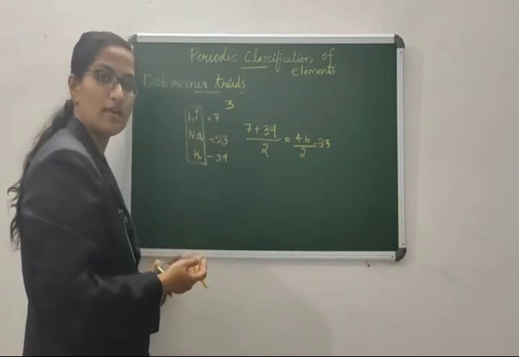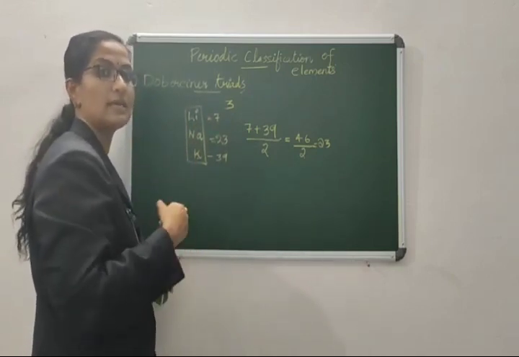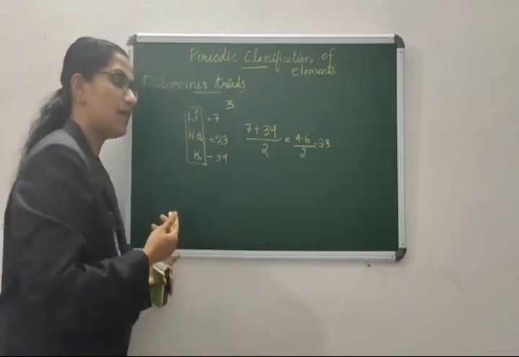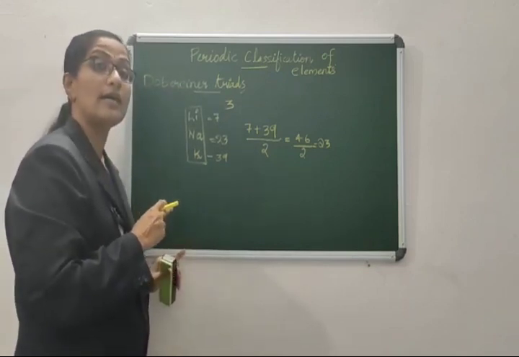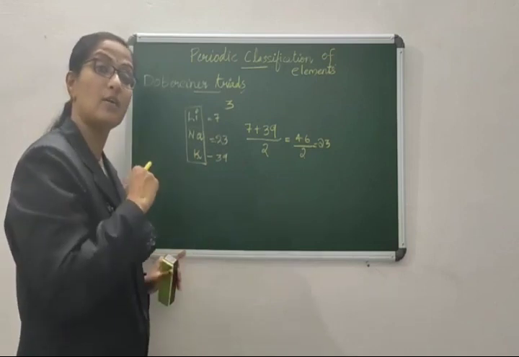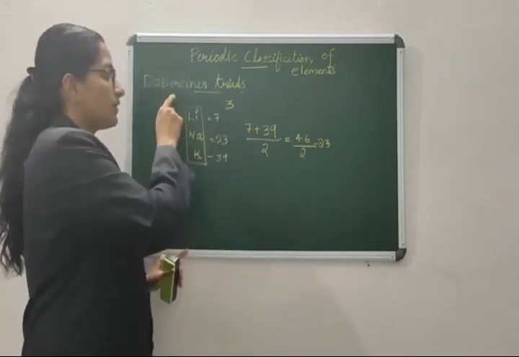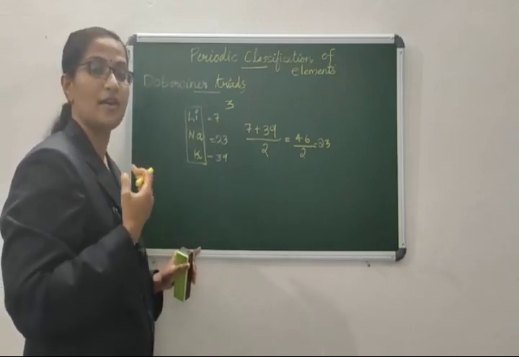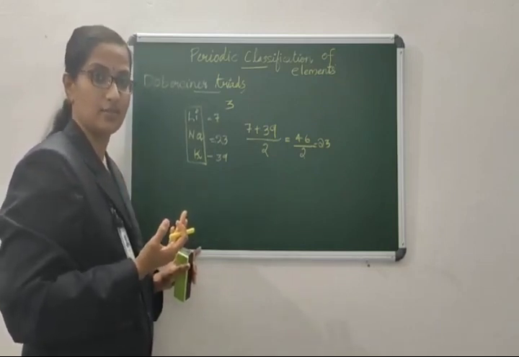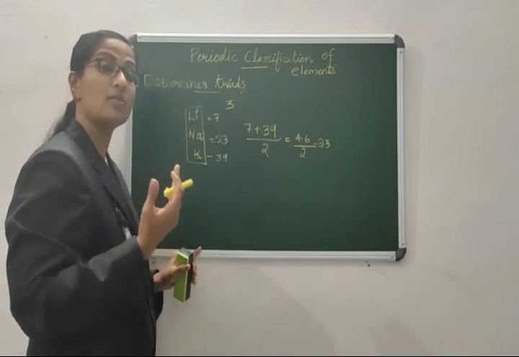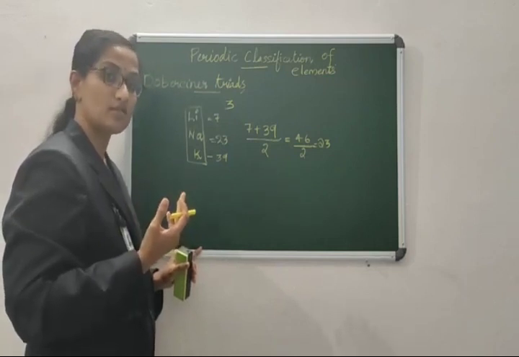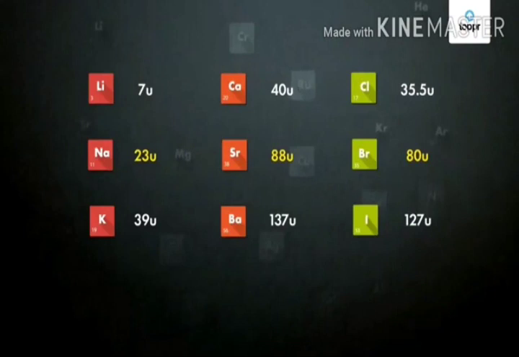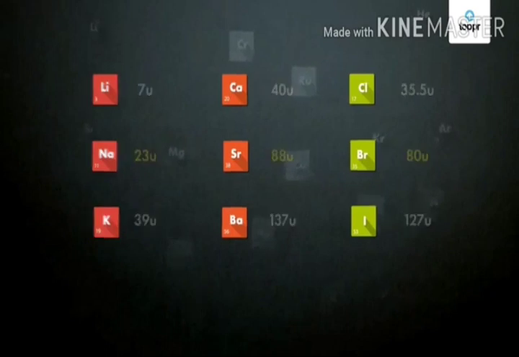Let's go for the next examples of some triads and find out whether it is possible for all the elements that were discovered at that time. During that period, only 20 to 25 elements had been discovered. So is it possible for all the elements? Look at the triads here. These are the possible triads. The average of the masses gives the mass of the middle element here.